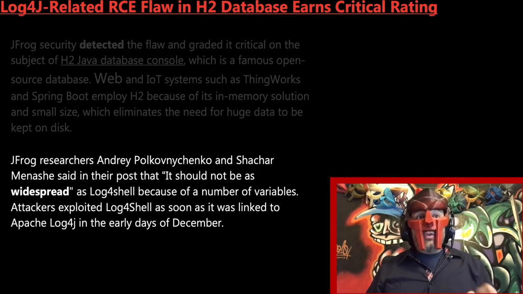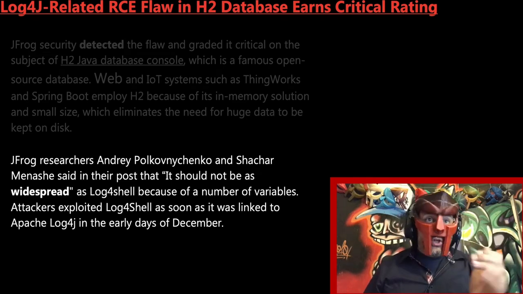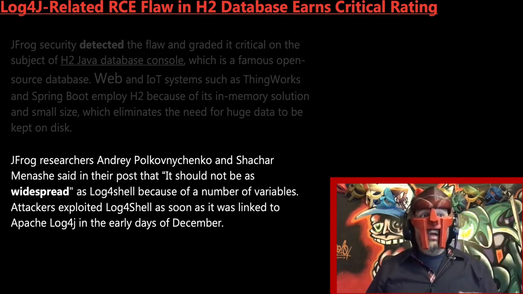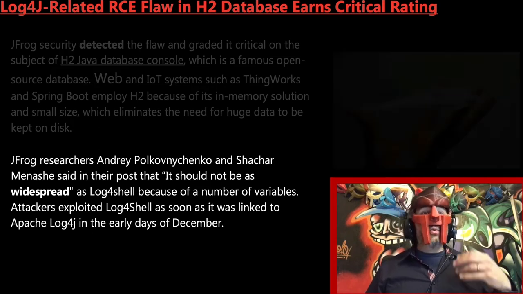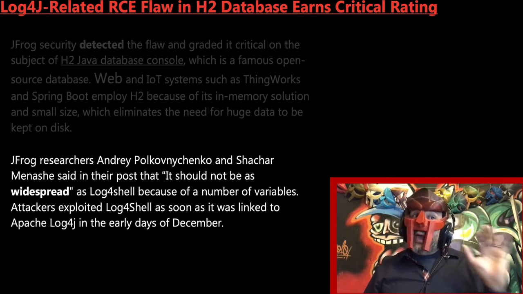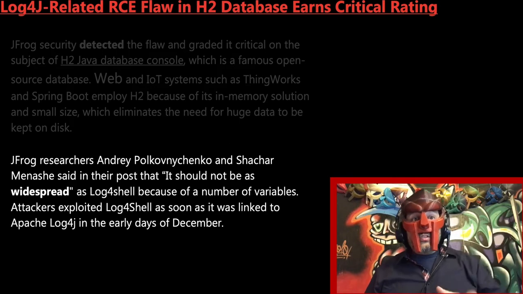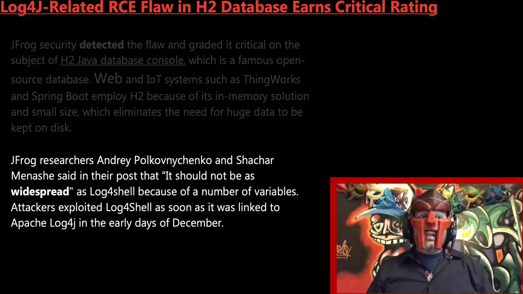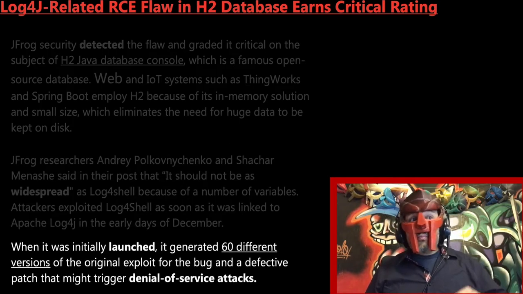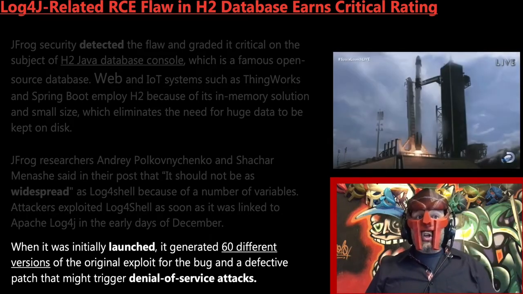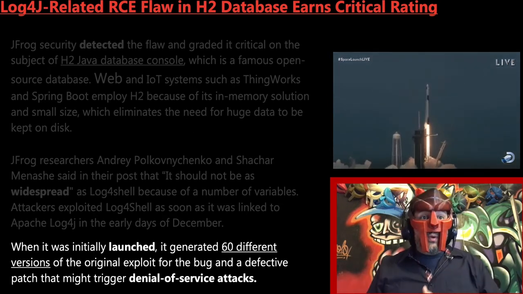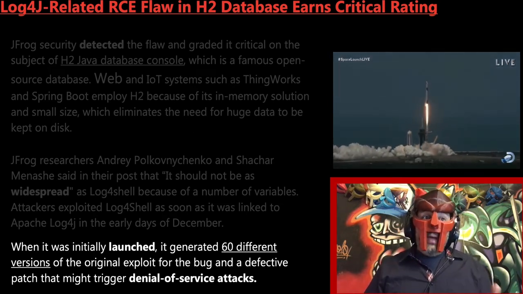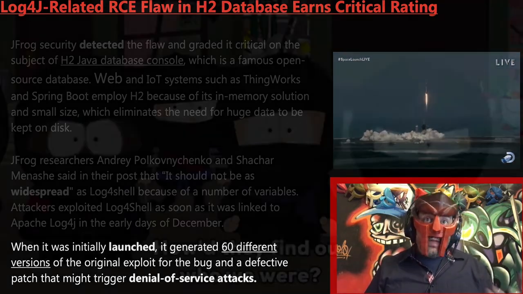JFrog researchers Andrey Polkovnichenko and Shachar Menashe said in their post that it should not be as widespread as Log4Shell because of a number of variables. Attackers exploited Log4Shell as soon as it was linked to Apache Log4j in the early days of December. When it was initially launched, it generated 60 different versions of the original exploit for the bug and a defective patch that might trigger denial of service attacks.